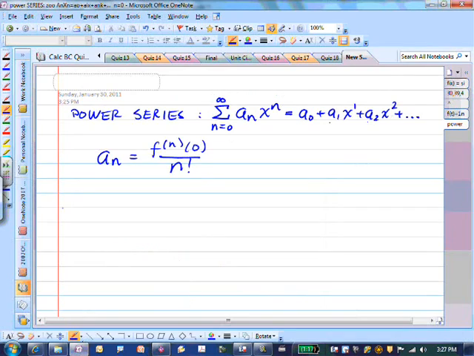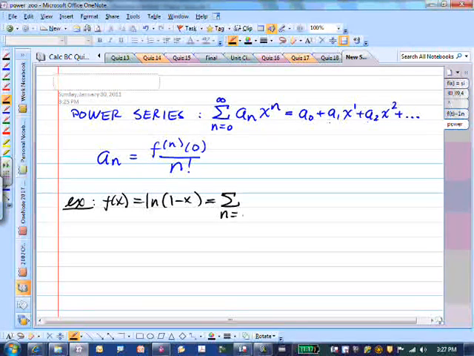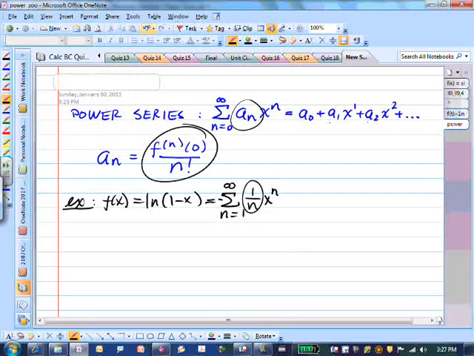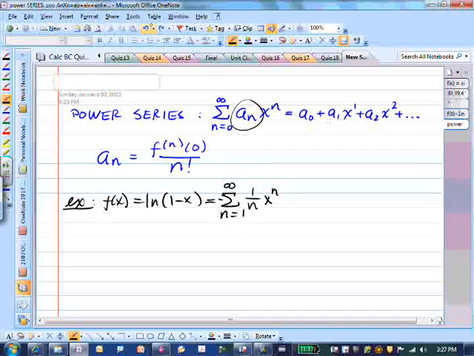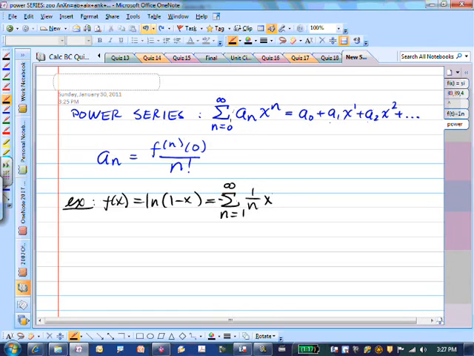Our first example will be the function ln of 1 minus x, which in sigma form, which we found earlier, actually started at 1. There's a negative, and then it just went 1 over n, x to the n. So notice, again, a sub n is determined as 1 over n. Okay, so in any case, what I want you to notice is that this only converges in a certain interval.